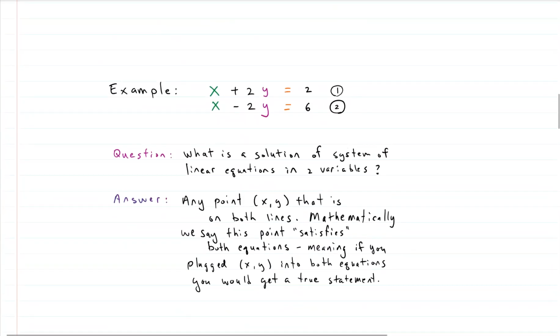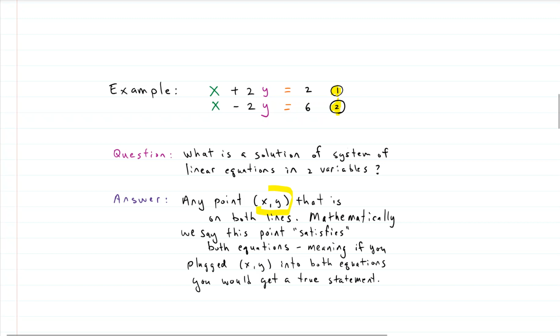Here's an example of a system. Here's equation 1, here's equation 2. All of my equations are labeled with a number and a circle around it, so you know that it's a label and not actually a number. So you have two equations, two variables, not too bad.